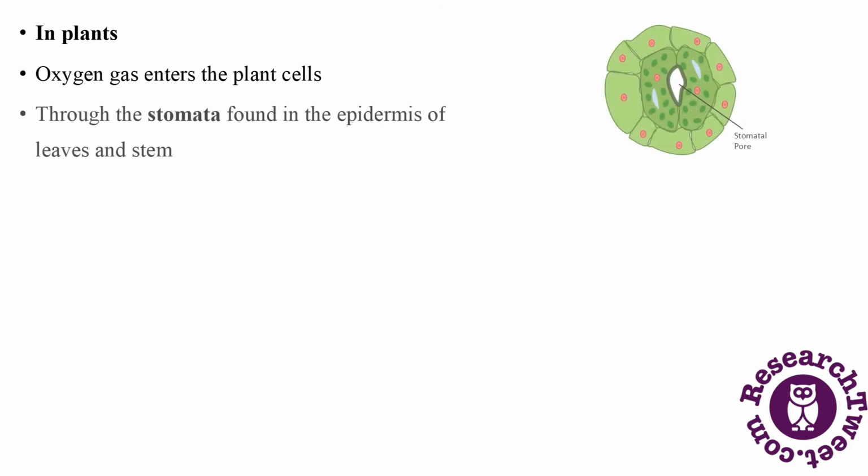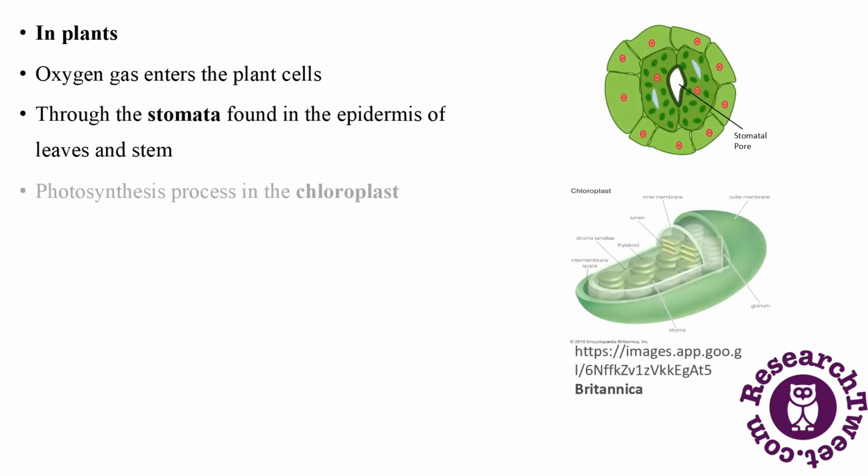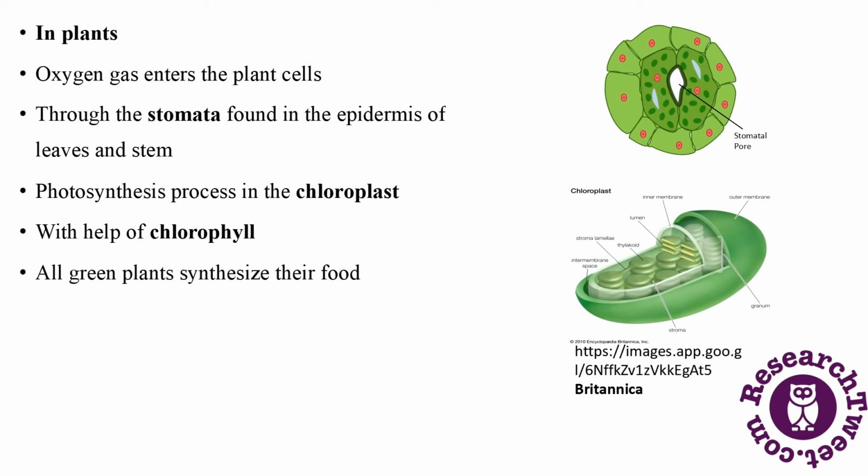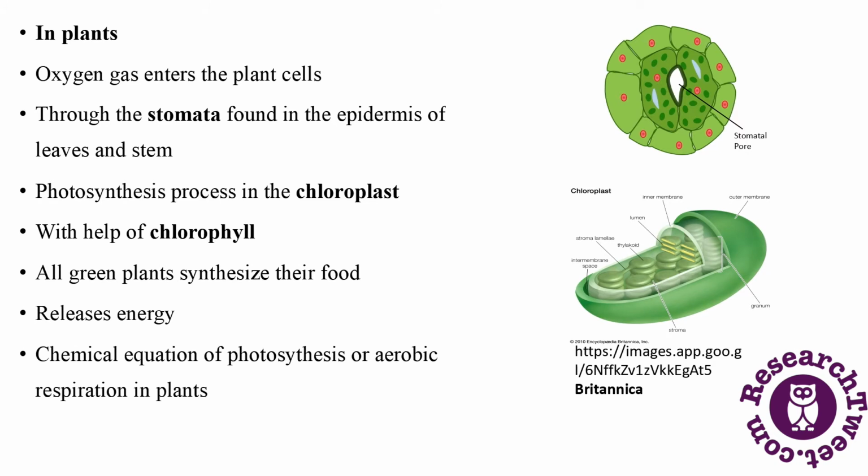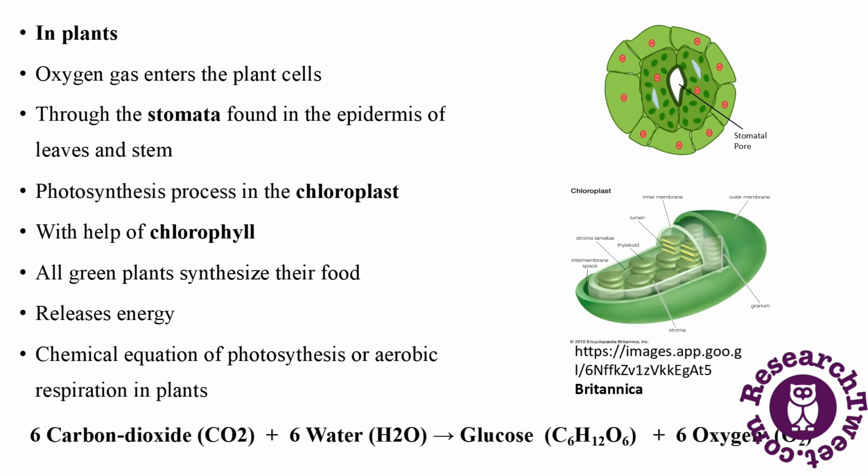During the respiration process in plants, the oxygen gas enters the plant cells through the stomata, which is found in the epidermis of leaves and stem of a plant. The photosynthesis process occurs in the chloroplast with the help of chlorophyll, and by this all green plants synthesize their food and thus release energy. The given chemical equation describes the complete process of photosynthesis or the aerobic respiration in plant. 6 carbon dioxide molecules plus 6 water molecules gives glucose plus 6 oxygen molecules.